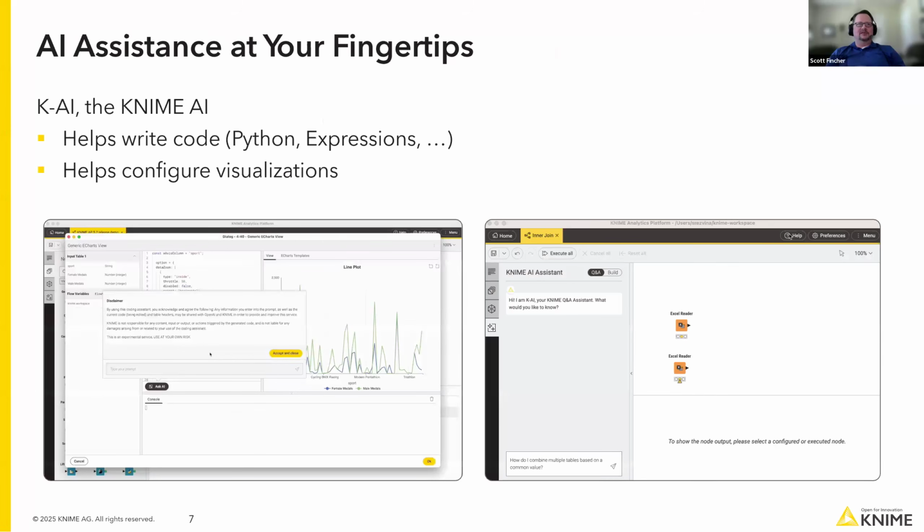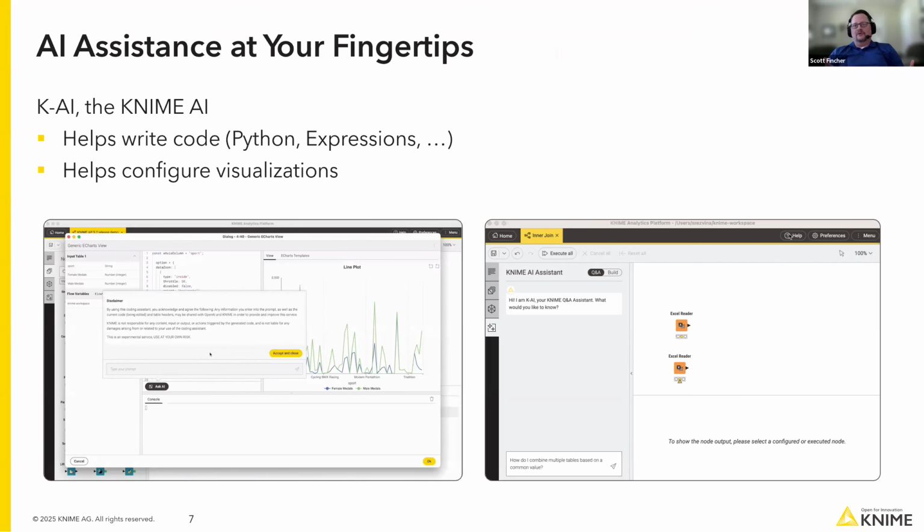Also within KNIME itself, we're going to be talking about LLMs and AI and how to use that with KNIME. KNIME also has its own, we call it Kai, the KNIME AI within it that will help you do things in KNIME. So it can help you write code where that makes sense in certain Python nodes or expression nodes. It can also help you customize and configure visualizations, and it can suggest nodes to you.